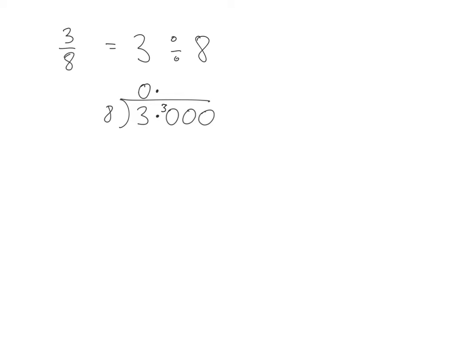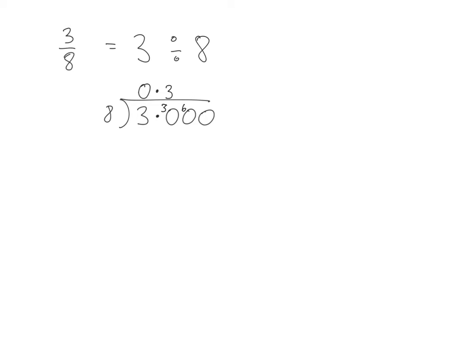8 2s are 16, 8 3s are 24, 8 4s are 32. So it'll go in 3 times, but not 4 times. So it'll go in 3 times. 8 goes into 33 times. That's 8 3s are 24, so it gives me a remainder of 6. Then I can keep going from there.